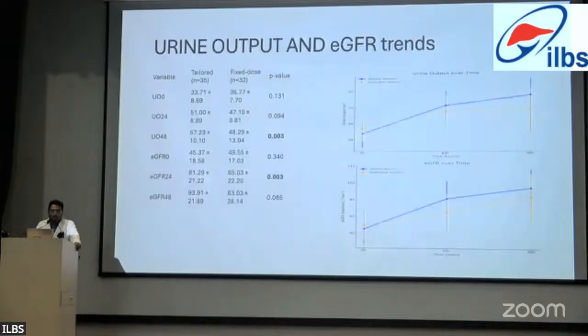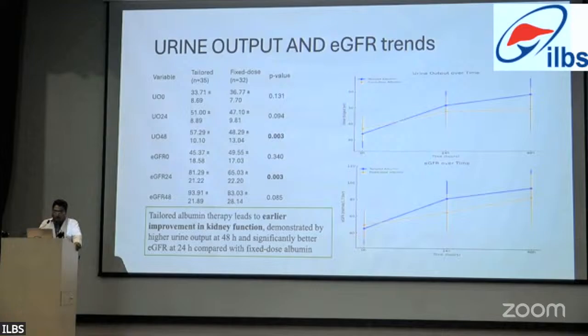Urine output and the eGFR also showed a good response by 48 hours of volume expansion with the albumin, where the tailored albumin therapy led to earlier improvement in kidney function, demonstrated by the higher urine output and the eGFR.